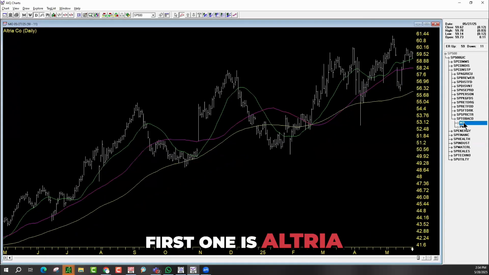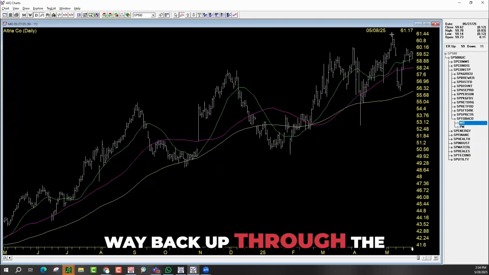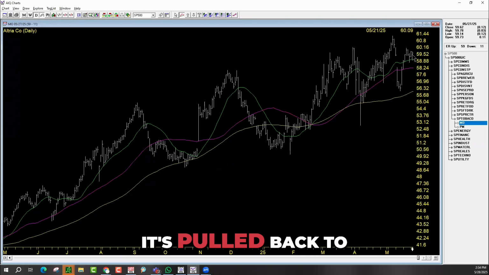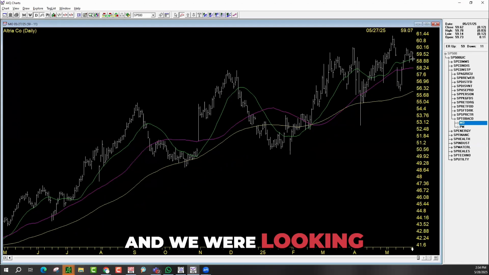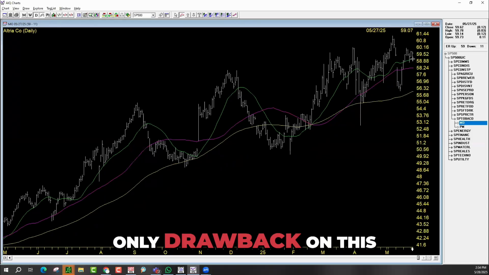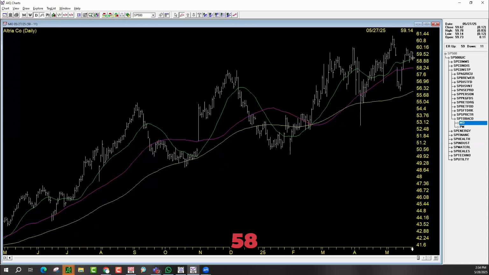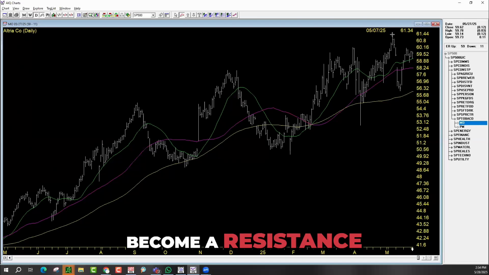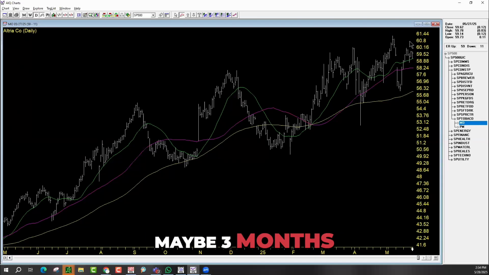First one is Altria. Notice that this one hasn't reached all the way back up to the high level it had here. It's pulled back to its 21-day. That's pretty good. There's a possibility of a bounce to the upside here. Remember, we're looking for a long candidate. The only drawback on this is between 58 and 59, an area which is soon to become a resistance. There's not a lot of room, maybe $3, but it's a possibility.